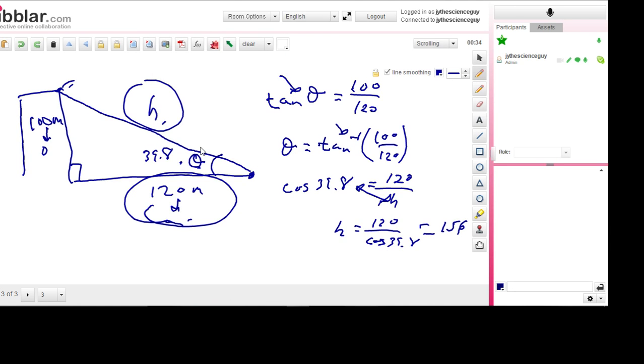So in the question on the SAT, they won't actually ask you to find that intermediate part. They'll say, how long is the ladder? And so you'll have to do both steps in order to figure out how long the ladder is. Okay? All right, so that's the right triangle stuff.